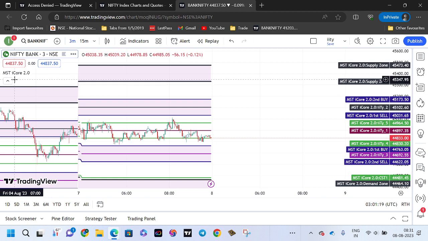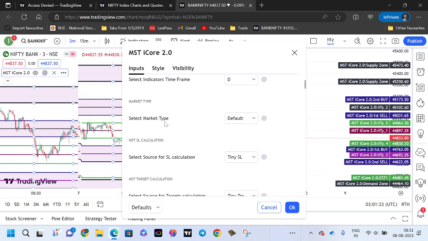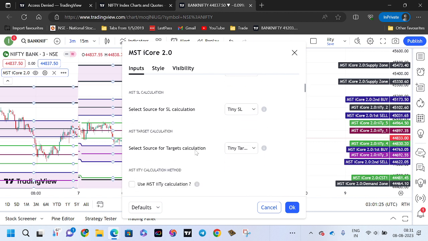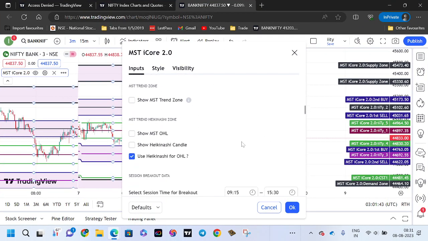Then another option we have. I have told already about market type. Then SL calculation also I have already told. You know about this IIT calculation. It will just extend a little bit further for the entry and exit, that you use yourself. Then these are the entry and targets.